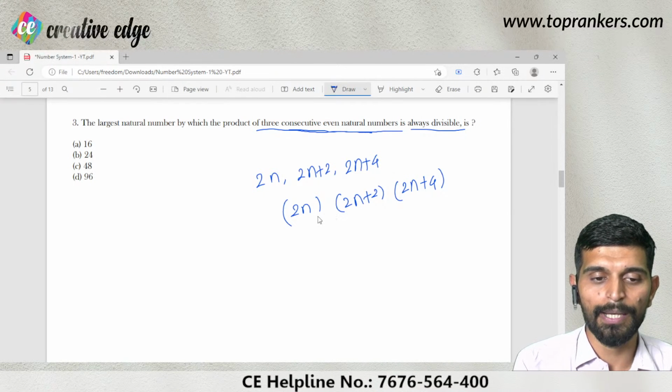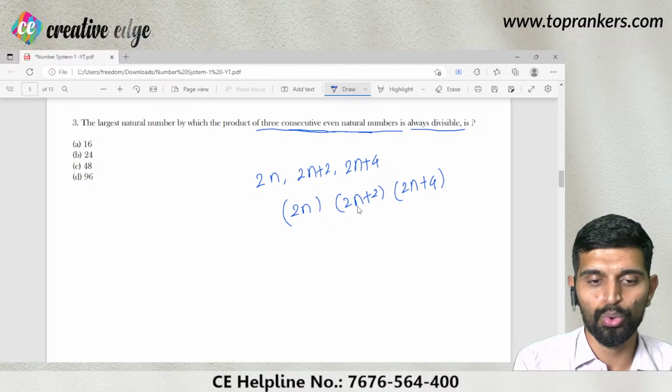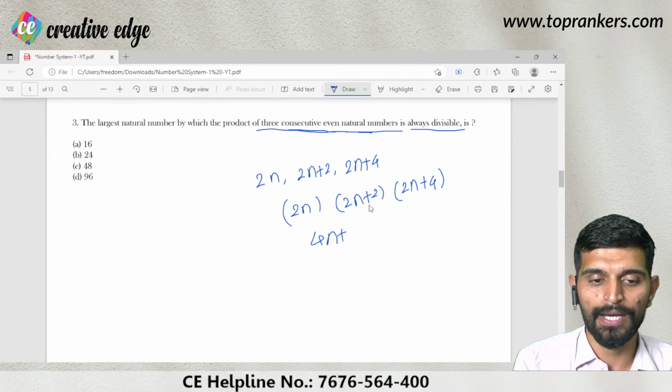So let us just multiply: 2n into 2n is 4n squared, plus 4n.